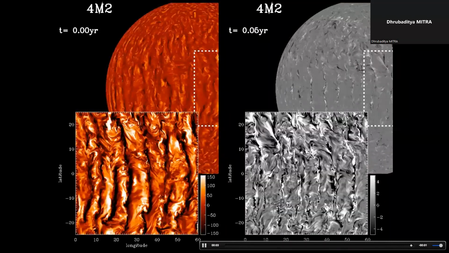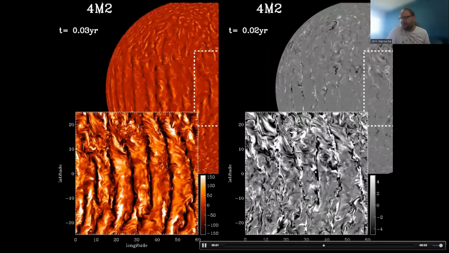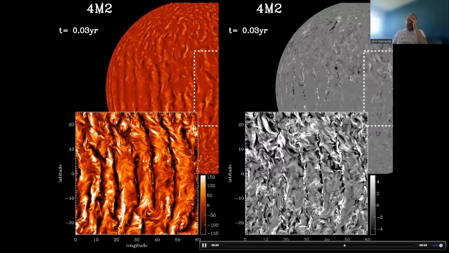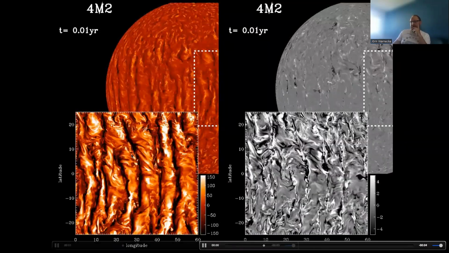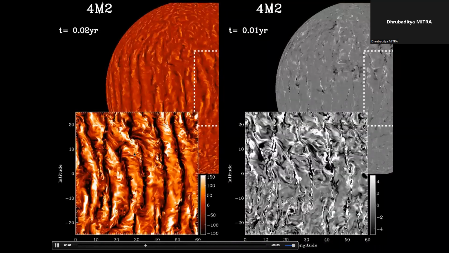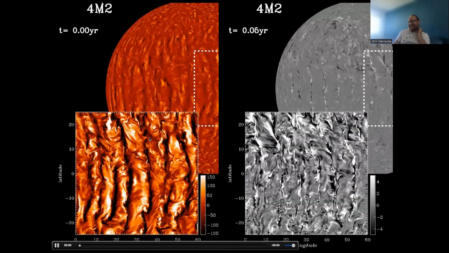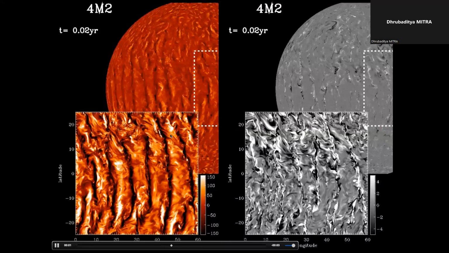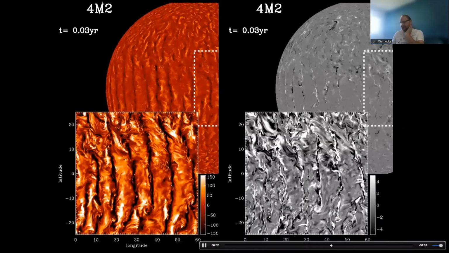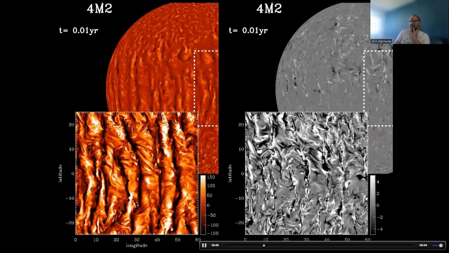They are expected also to have their own pattern speed, also in the sun. There's also some observational work on this. The sun is too difficult. I just care about simulations. Good. So yeah, you see very nicely that you get these nice local flux concentrations.